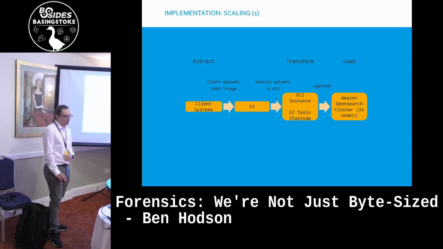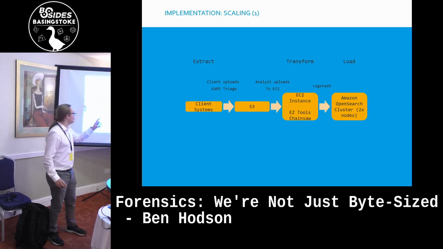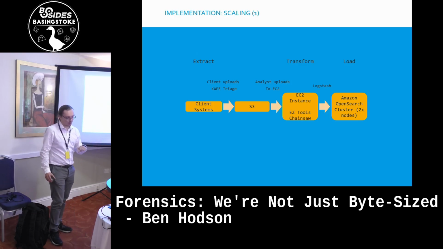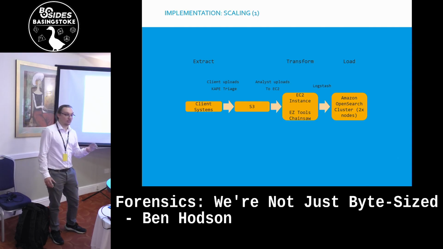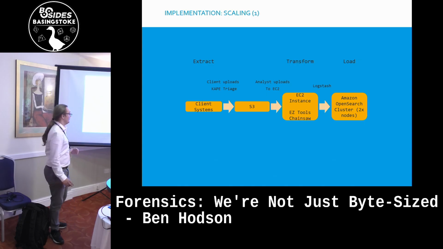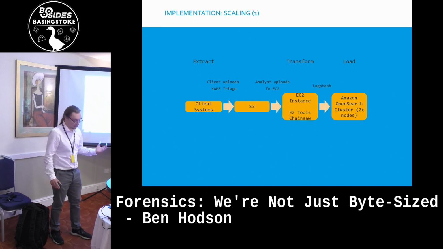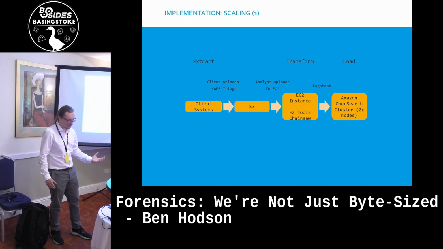So what we do, the client will upload it to an S3 bucket. The analyst will then download the triage pack to their own machine and then upload it again to our processing EC2 instance sitting in Amazon. That has the Eric Zimmerman tools, has Chainsaw on it. Can't lie, before we worked out that we could port .NET 9 to Linux, it was all running in Wine, which was exactly as janky as it sounds, but somehow it worked.